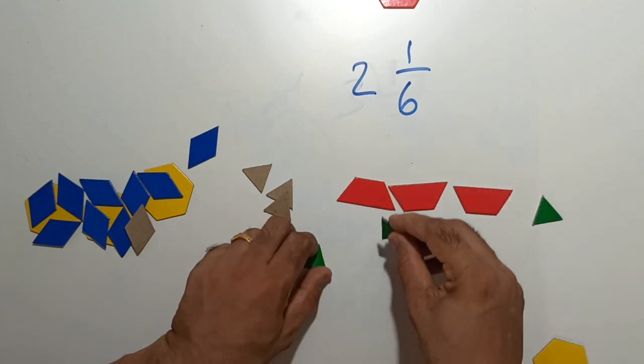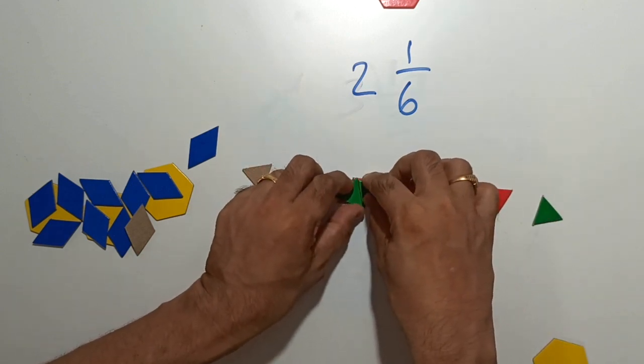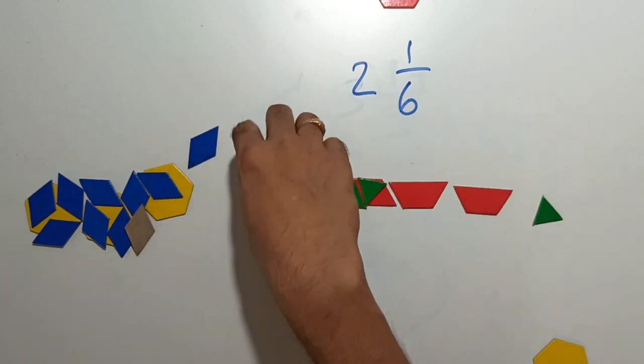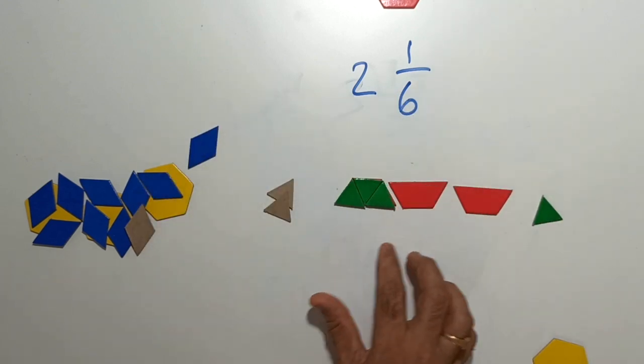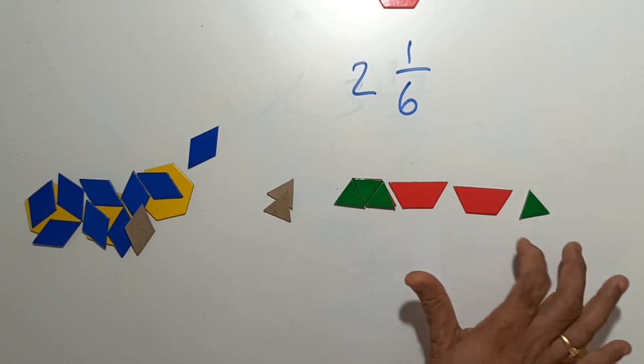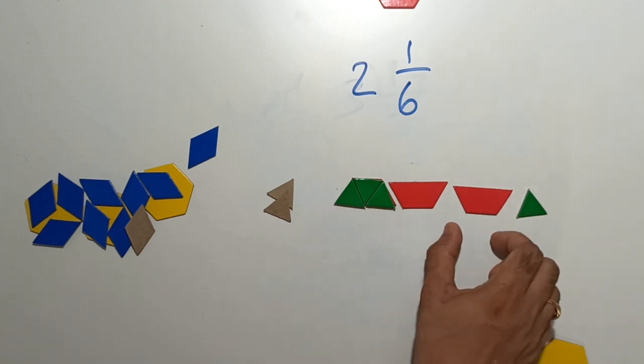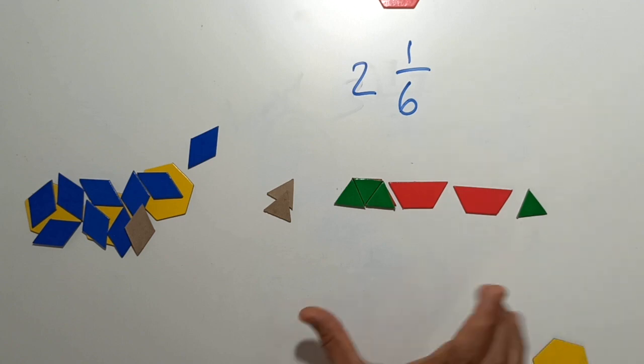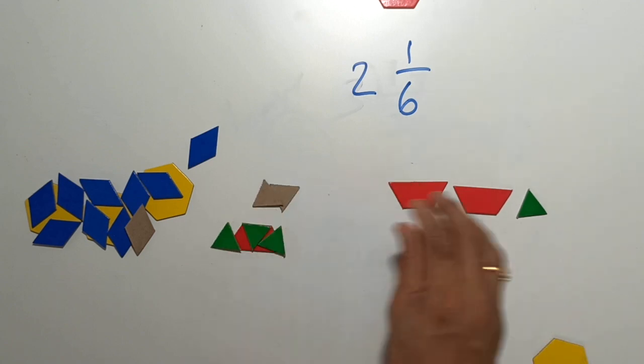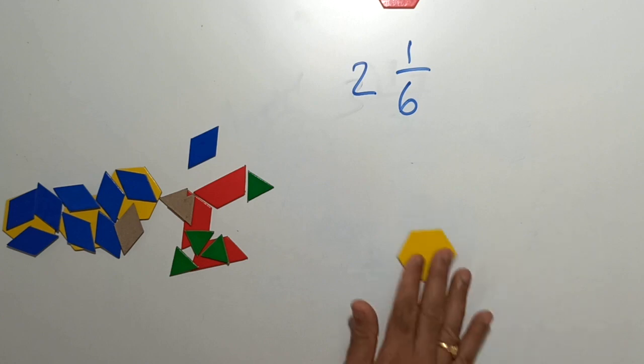Why is that? Because 3 such pieces form a whole, right? And I've got 3 wholes like this and 1 part, right? So even in this case, if you take 3 plus 3 plus 3, 9, and then you add 1, you'll get 10 by 3. Okay, so don't be fixed about what you take as a whole.